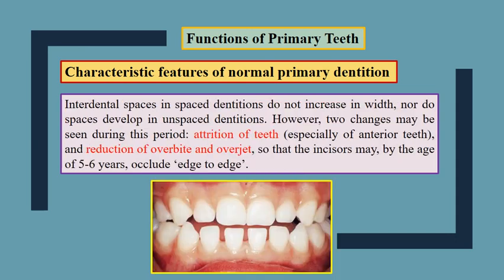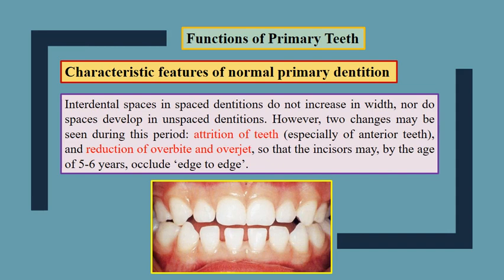Interdental spaces in spaced dentition do not increase in width, nor do spaces develop in unspaced dentition. إذن الفراغات الموجودة بين الأسنان اللبنية لا تكون هناك زيادة في العروض في المستقبل، وبنفس الوقت الأسنان التي لا تحتوي على فراغات لا تتطور في المستقبل وتتكون فراغات بينها.